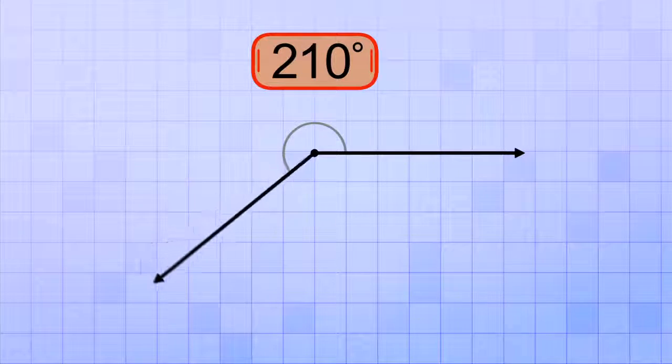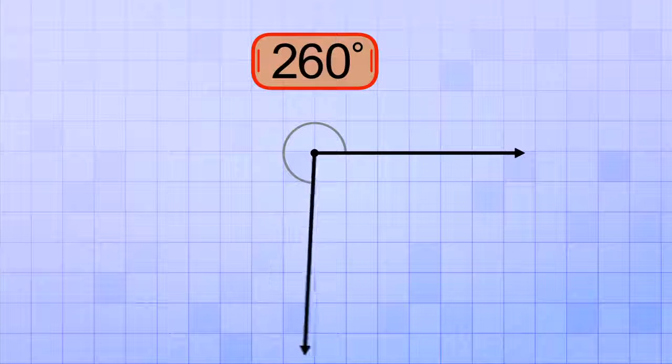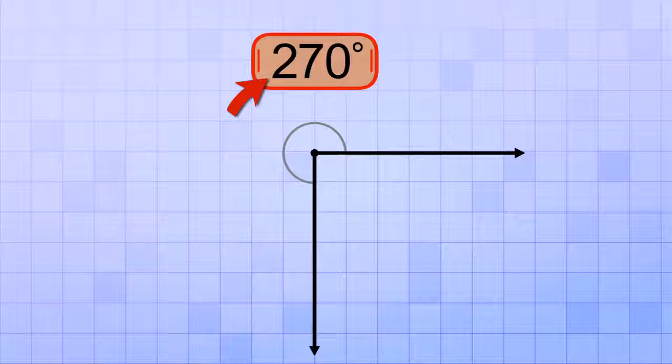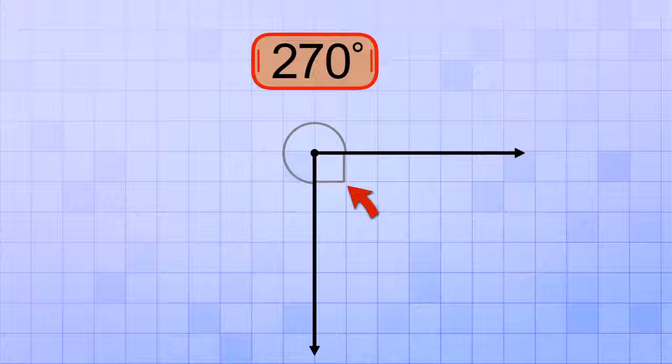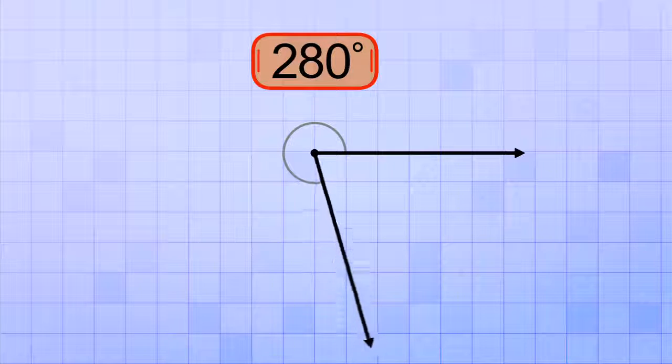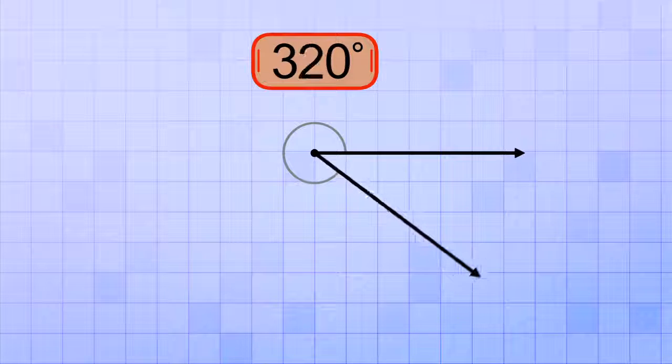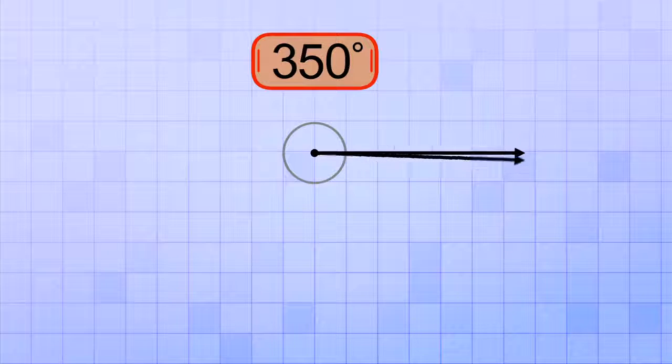Alright then, let's continue rotating past 180 degrees. Our angle readout keeps getting higher, and the next important angle we come to is this one, 270 degrees. It also forms a right angle, but it points down instead of up. Let's keep going because another really important angle is just around the corner, and it's coming up right about now.